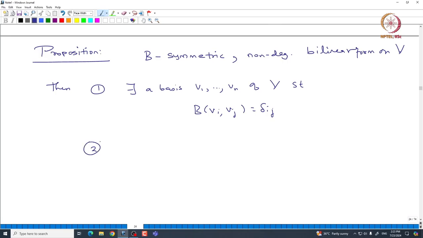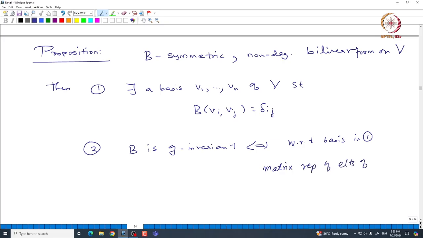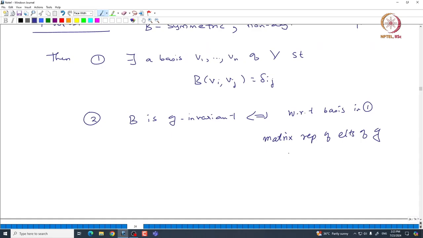Now the second statement: if we assume that B is G-invariant, then we have this characterization. If and only if, with respect to the basis that we have in 1, look at the matrix representation of elements of G with respect to this basis. All of them must lie inside SO(n). They all lie inside SO(n). So, let us prove this.